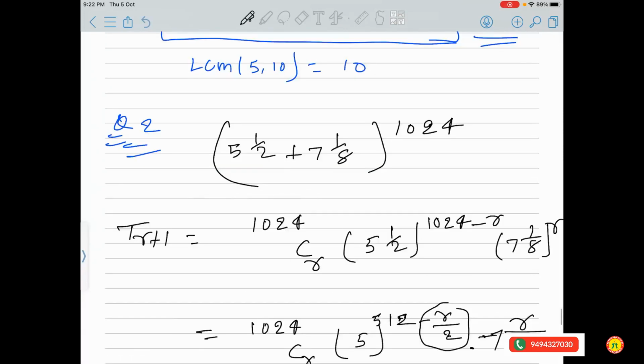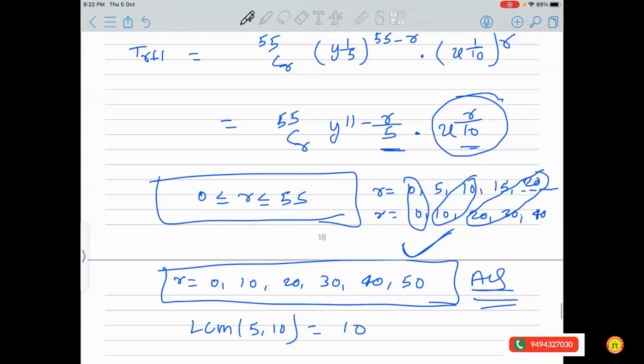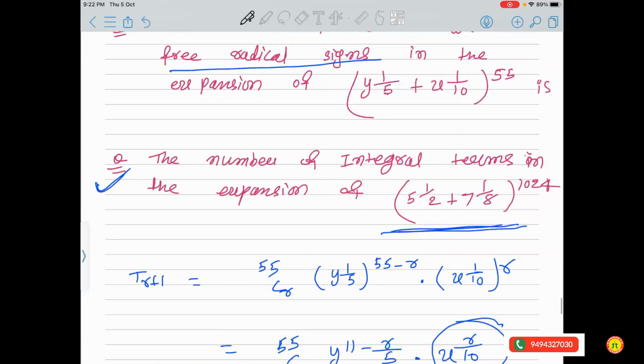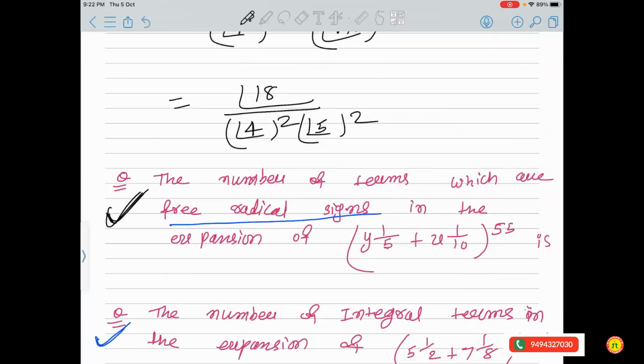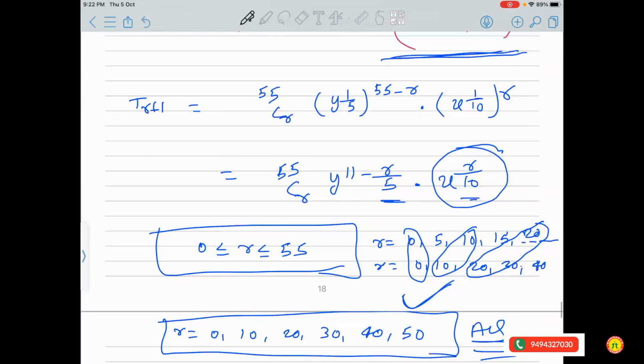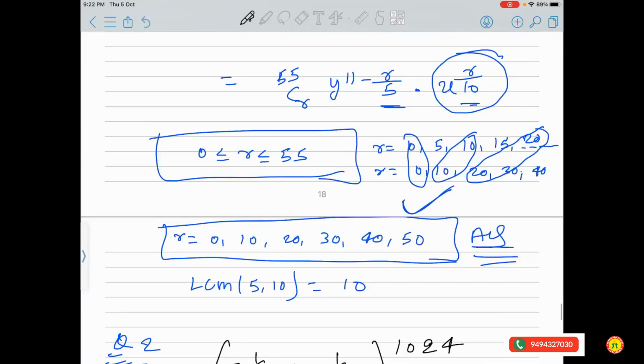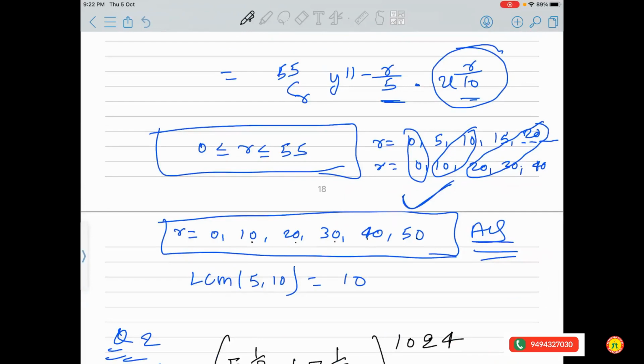If you ask in this question the number of terms which are free from radical sign, your answer will be 1, 2, 3, 4, 5, 6, right? Here it is 6. Got it?